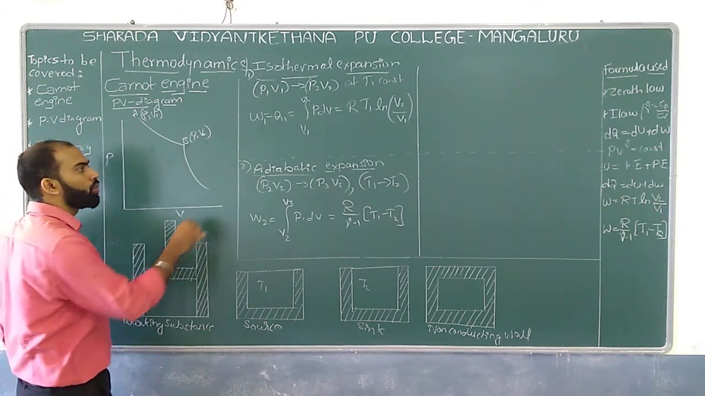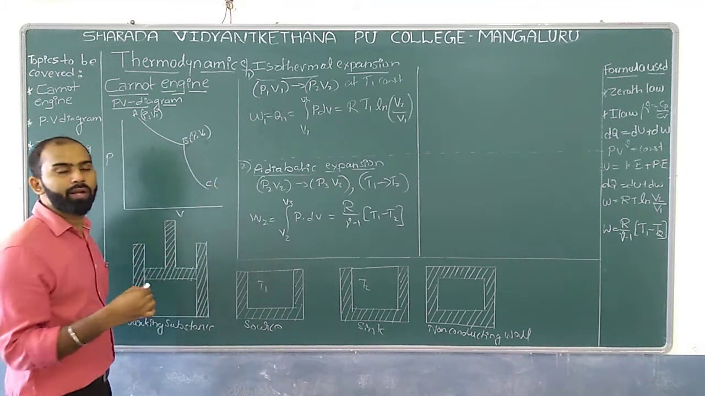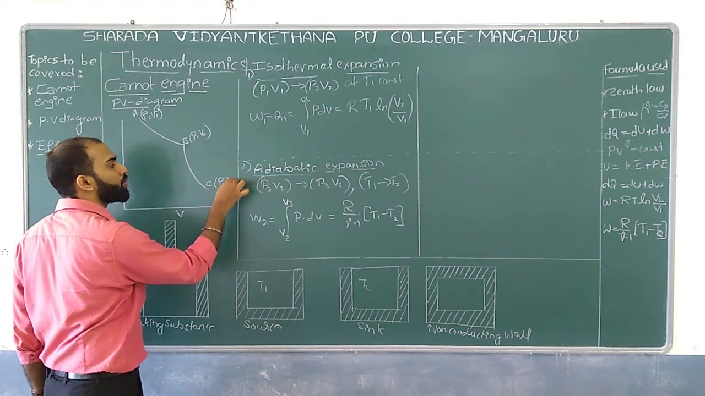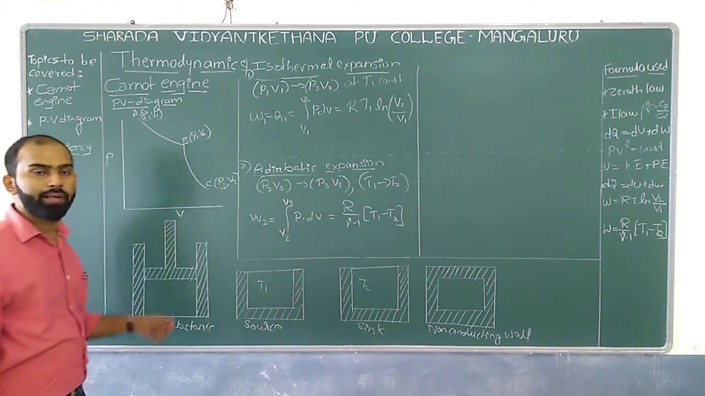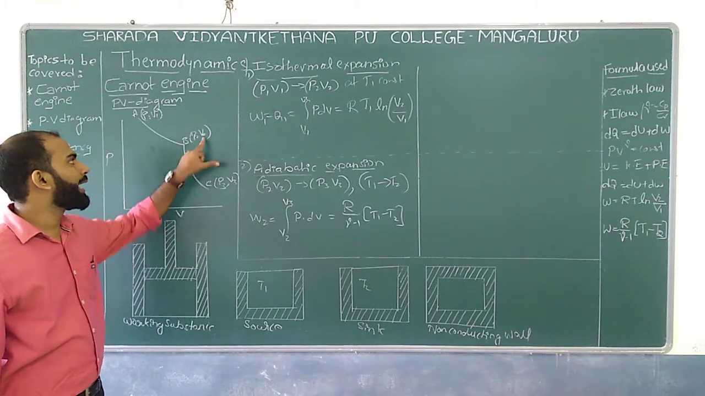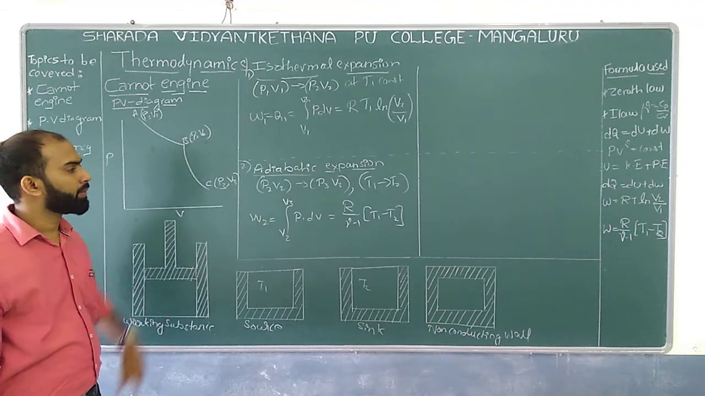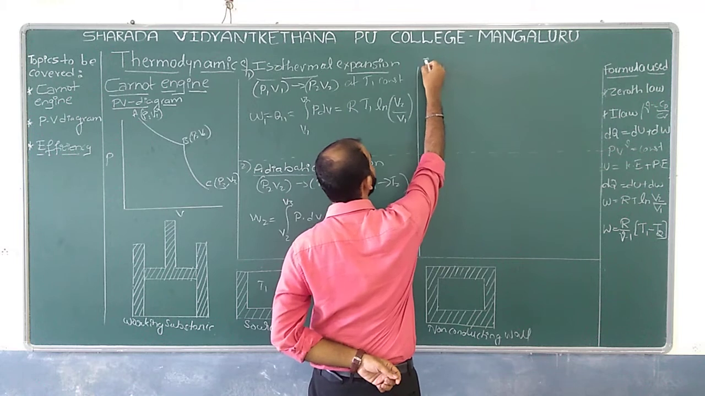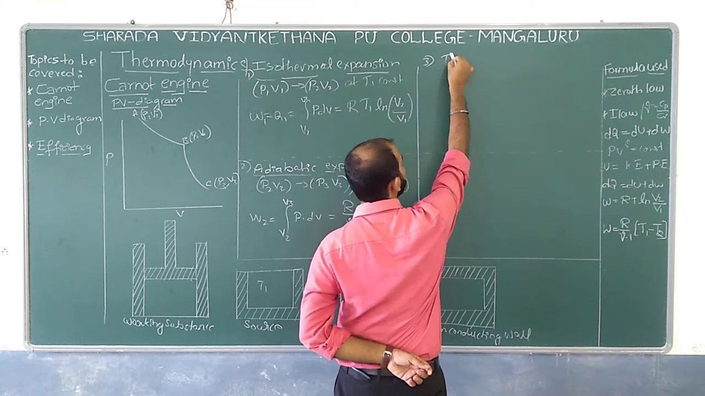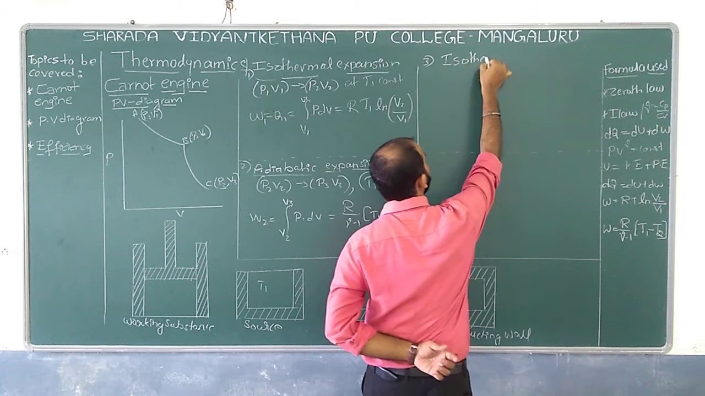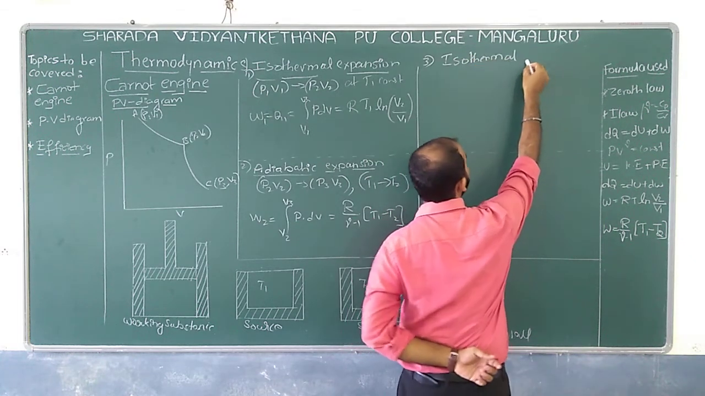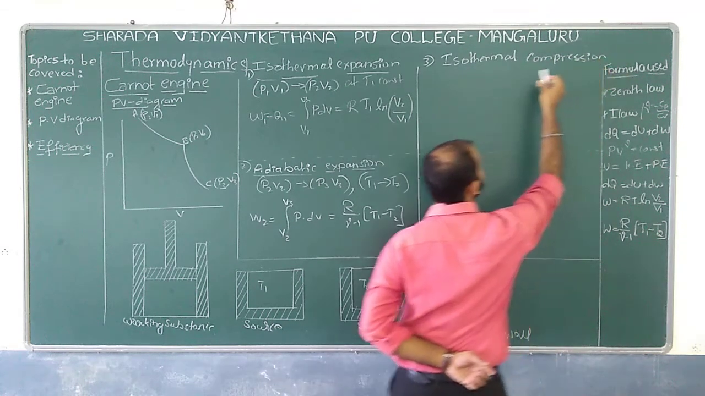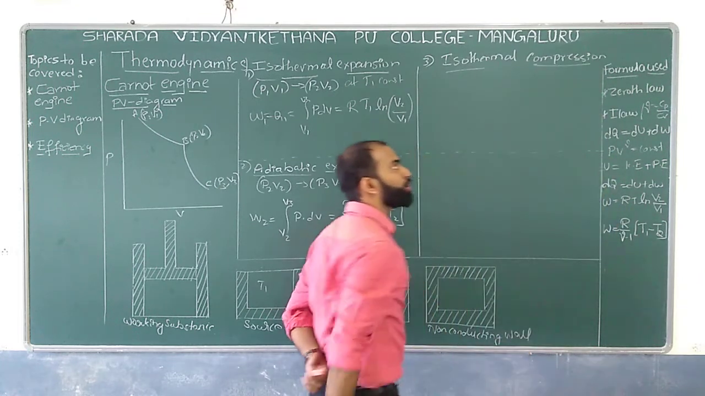Got it? So this is the point C where pressure and volume varies from where to where? P2 to P3, V2 to V3. Well, so this is what exactly we can have, P2 to P3 and V2 to V3. Understood? Okay. And the next one we have is isothermal compression. Well, so this is the isothermal compression we have.